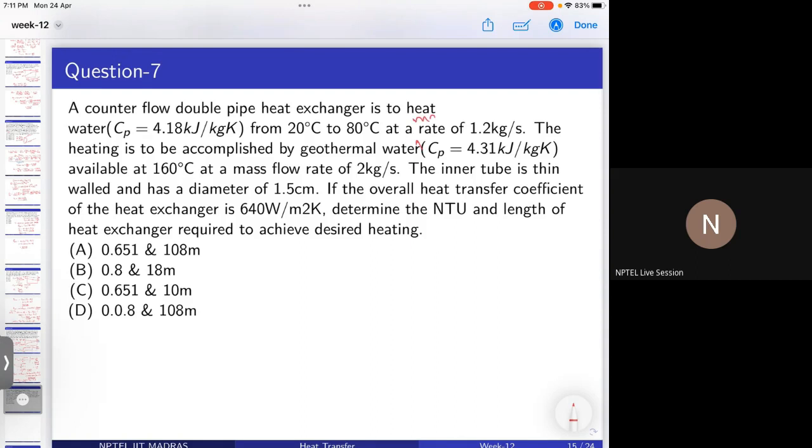The heating is to be accomplished by geothermal water available at 160 degrees Celsius at a mass flow rate of 2 kilogram per second. The inner tube is thin walled and has a diameter of 1.5 centimeters. If the overall heat transfer coefficient of the heat exchanger is 160 watt per meter square Kelvin, determine the NTU and the length of the heat exchanger required to achieve the desired heating.